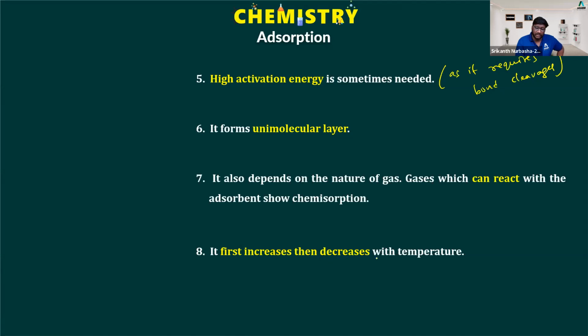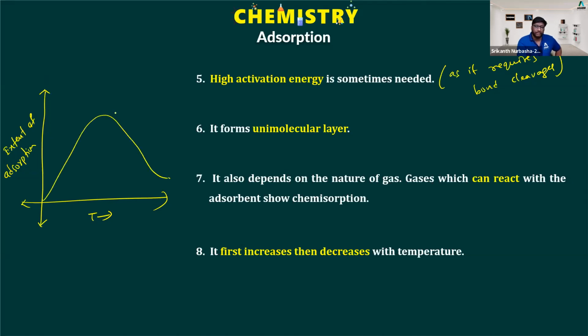It first increases, then decreases with temperature. If you plot extent of adsorption versus temperature, with temperature on the x-axis and extent of adsorption on the y-axis, you will have this type of graph. First it will increase and then it will decrease. Why does increase in temperature increase the extent of adsorption? Because the activation energy can be achieved by more molecules, so a new bond can be formed between adsorbate and adsorbent easily. Further increase in temperature can also cleave that new bond formed. That is why it first increases with temperature and then decreases.